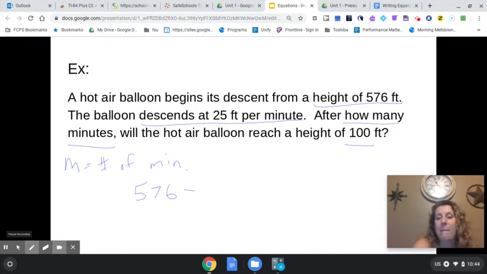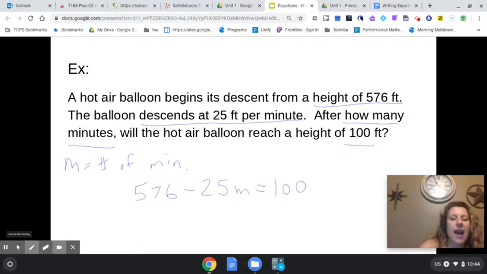25 feet per minute. We see that per again, which we used in the last example, and that meant multiply. So 25 per times the number of minutes, which we said was M. And we want to know when is it going to reach 100 feet. So equals 100. Okay, let's go ahead and solve that equation.